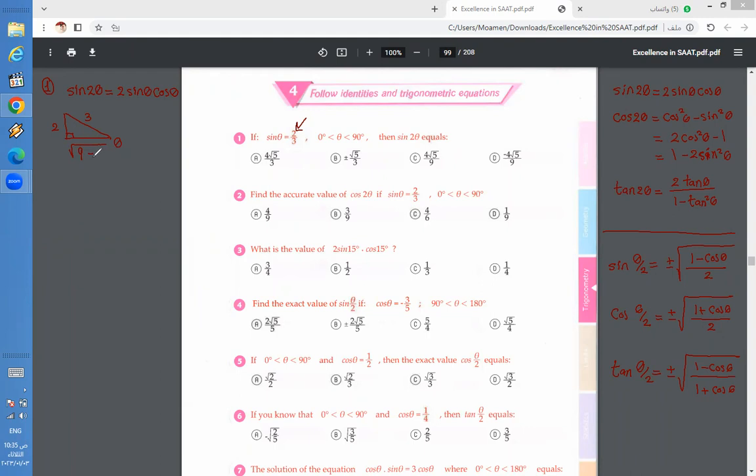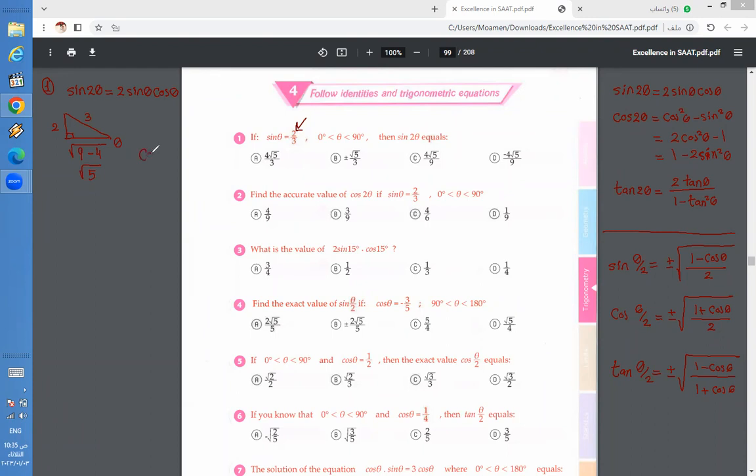If we get one of the legs, it's minus. If we get the hypotenuse, plus, right? Yes, of course. So it will be 9 minus 4, which is root 5. So now we have to get the cosine.